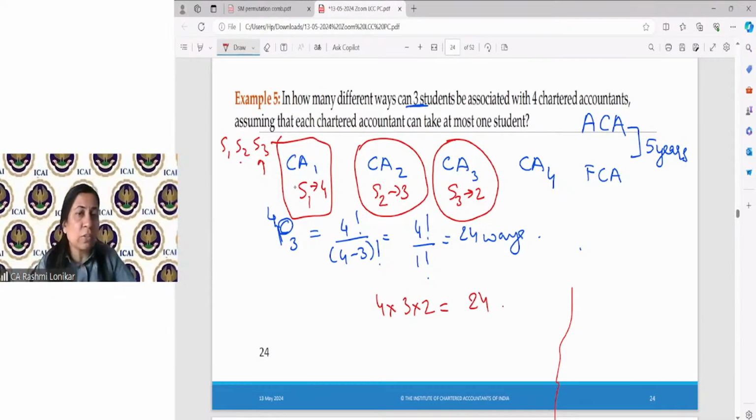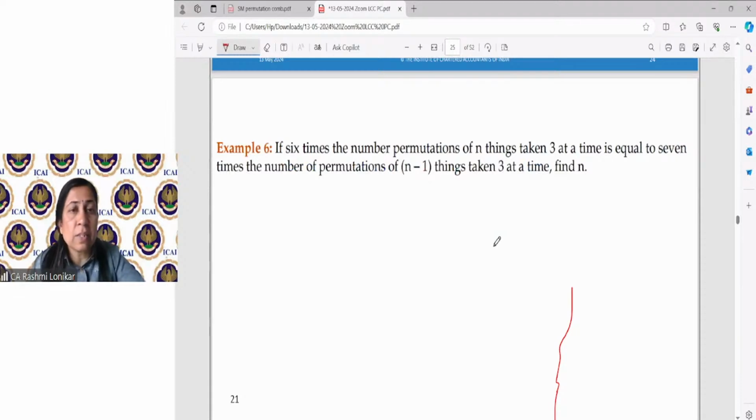So whichever way is convenient to you, you can answer. Yes, Rohit. Okay. These are the type of problems I think some of us have a little issue with.